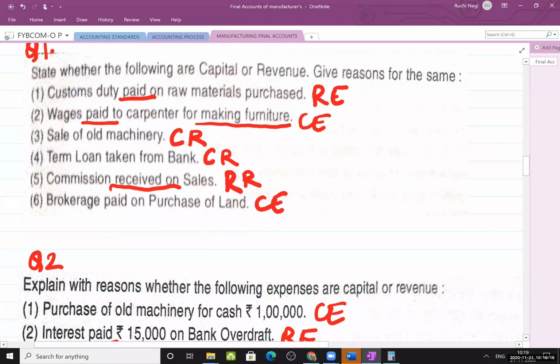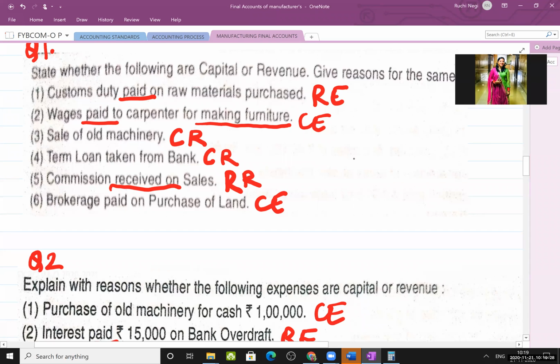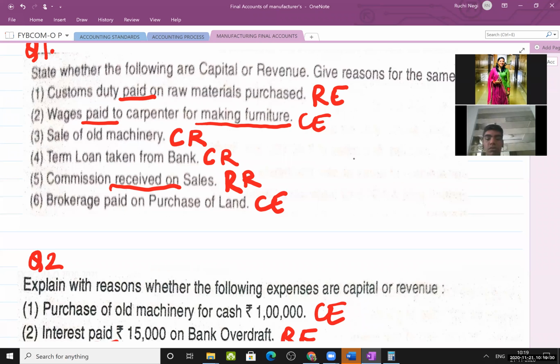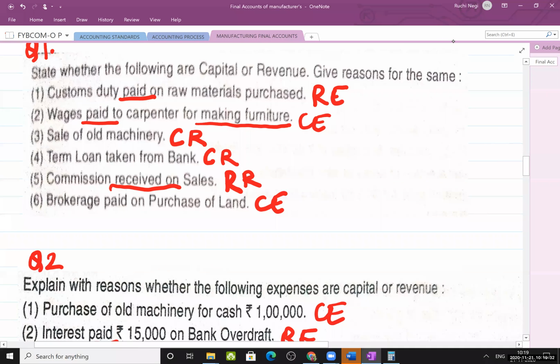Now if in another question there is loan given, when you give loan, money goes out, so it's an expenditure. Do you give loan every day? No, obviously. So in such cases, loan given will become what? Capital expenditure, because it is non-recurring in nature.